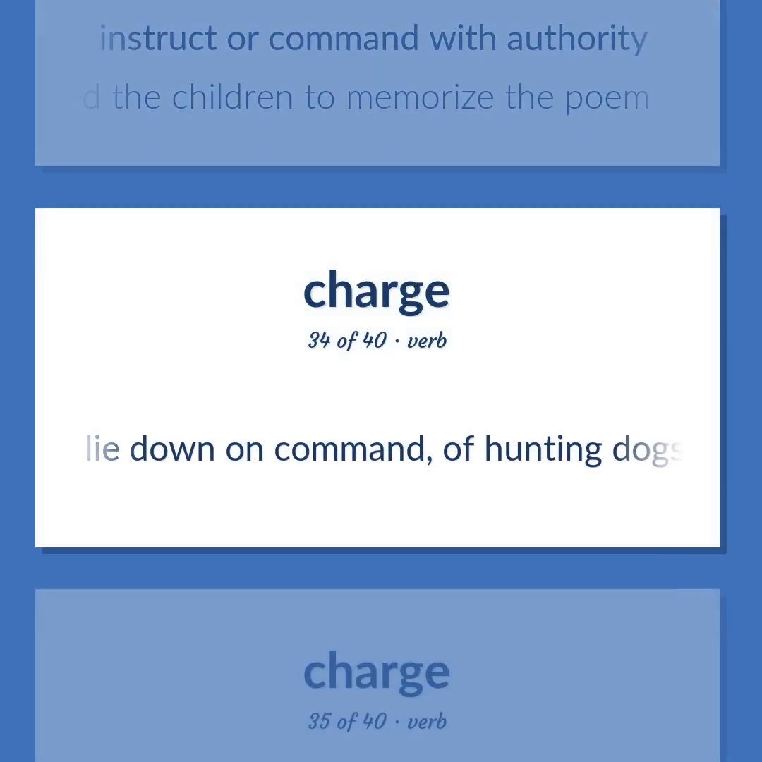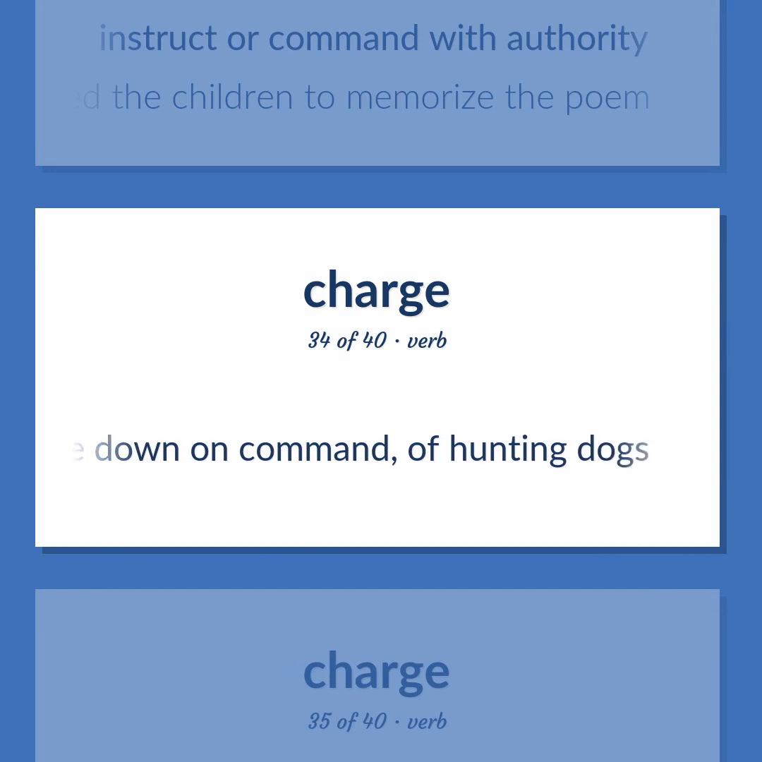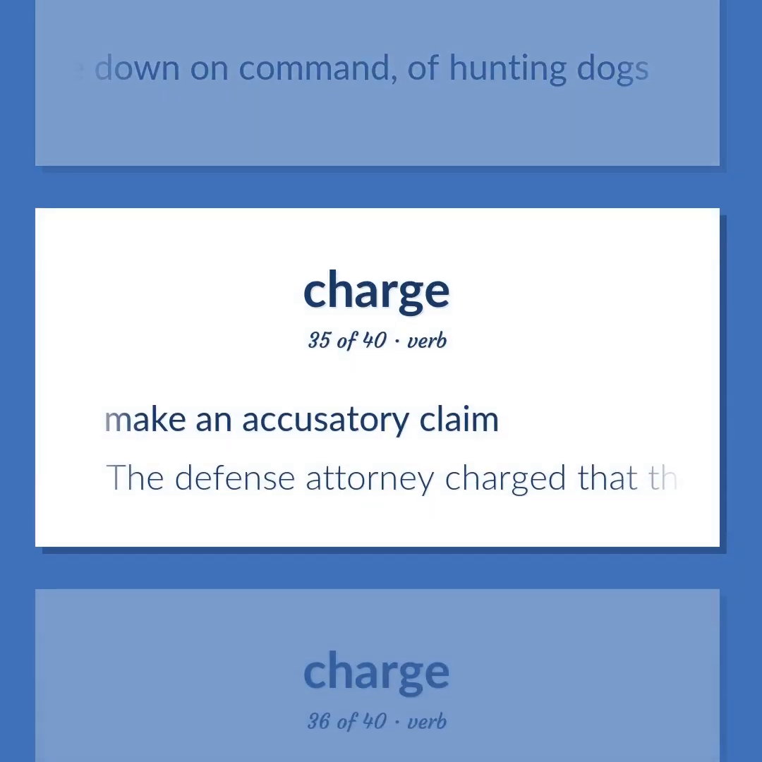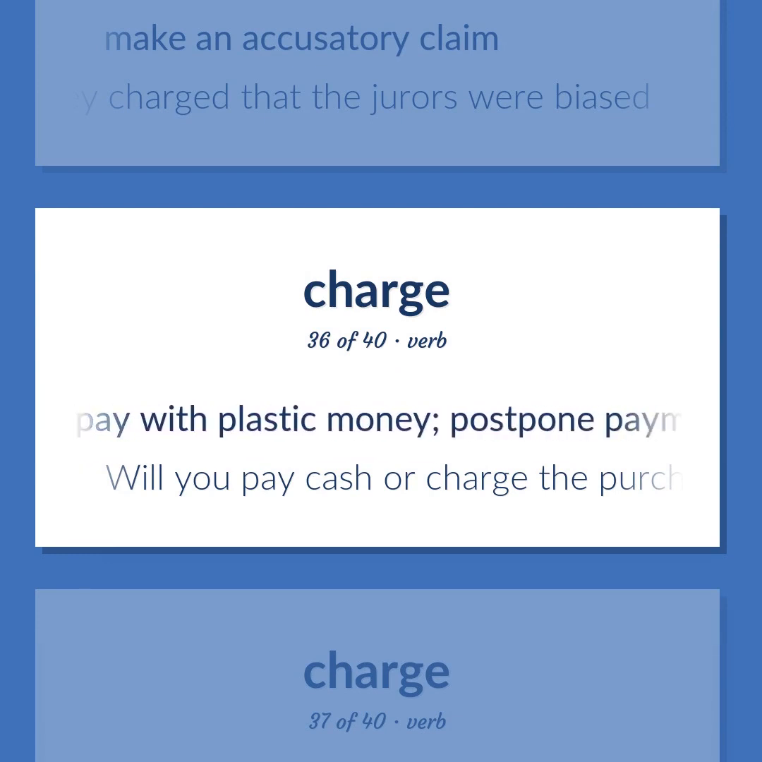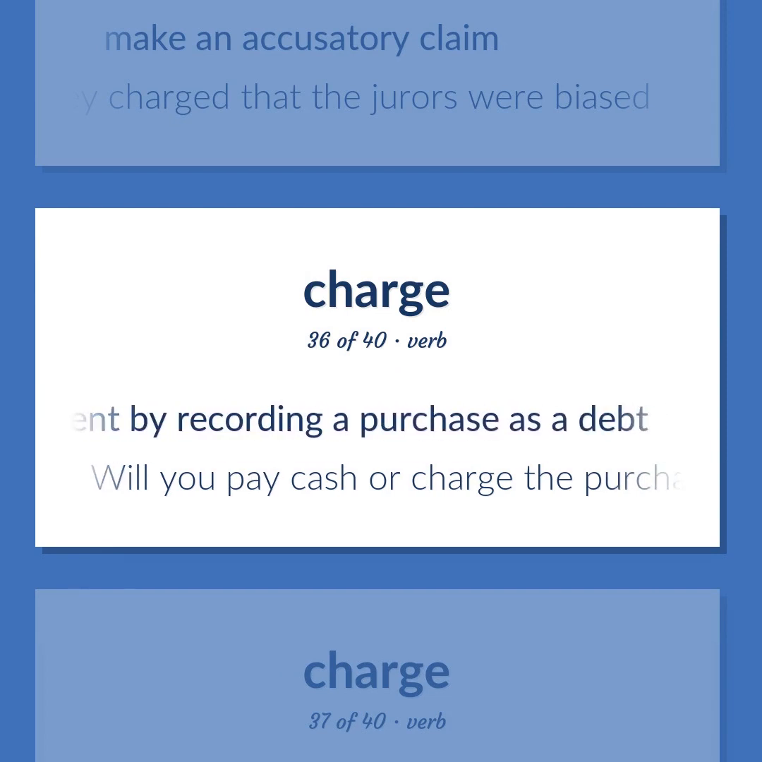Lie down on command, of hunting dogs. Make an accusatory claim. The defense attorney charged that the jurors were biased. Pay with a credit card. Pay with plastic money. Postpone payment by recording a purchase as a debt. Will you pay cash or charge the purchase?